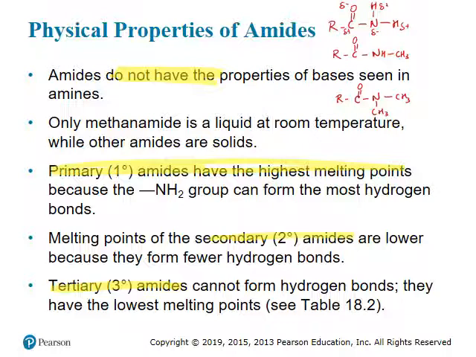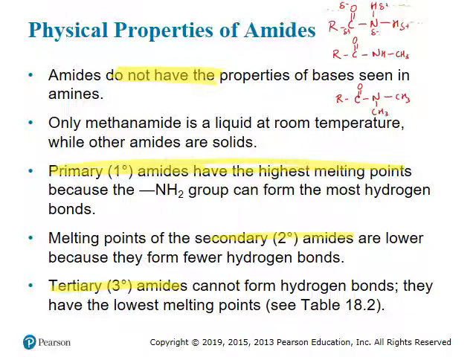So if we talk about hydrogen bond, this hydrogen that is present here is available for hydrogen bond with another amide. This can form hydrogen bond with another nitrogen of another molecule. This oxygen can form hydrogen bond with one of these hydrogens of another molecule, right? So this molecule can form a bunch of hydrogen bonds, right?